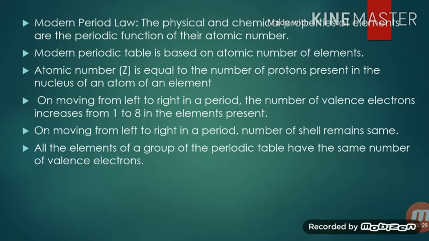So in the next point, on moving from left to right in a period, the number of shells remains the same. Okay, we have already discussed the shells, that the number of shells will remain the same. In the next point, all the elements of a group of a periodic table have the same number of valence electrons. I have already discussed this, because in one group there should be the same number of valence electrons.